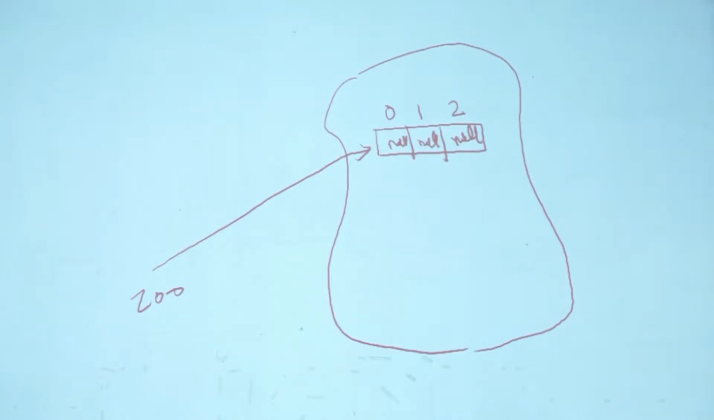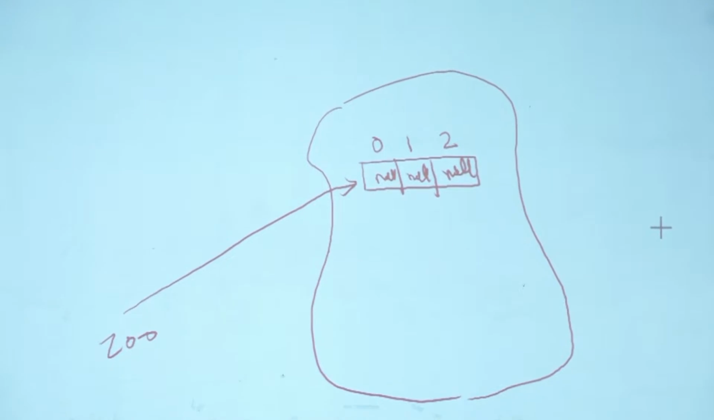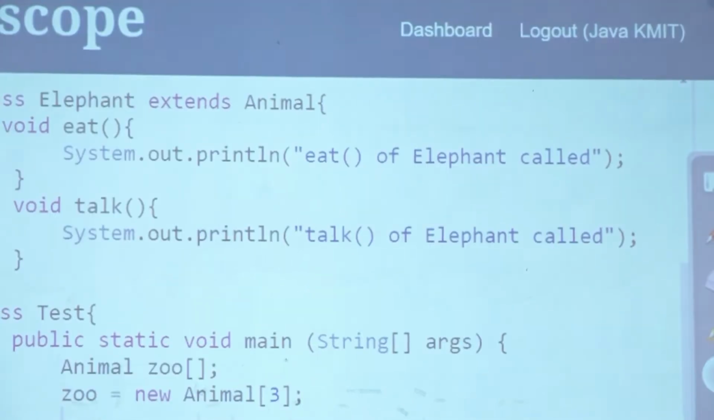But there is one object for sure created on the heap. Okay? Yes? We do have an object created on the heap. It's an array object with 3 null references, numbered 0 to 2. Okay, now let's go about creating the zoo.